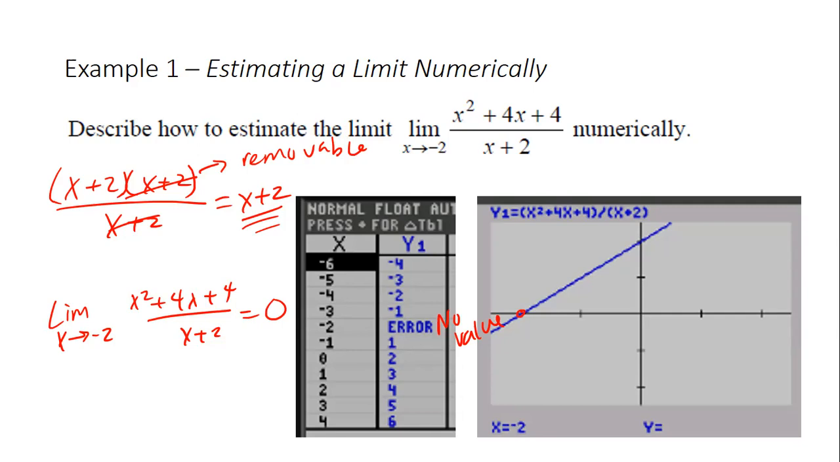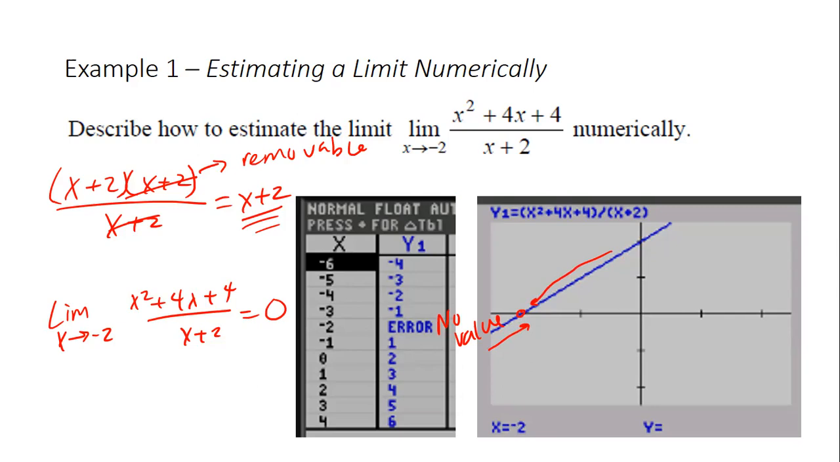Wait, so how is the limit approaching zero? Is the limit always going to be the x? The x-axis? No, you're asking your function, where is it going? So if I'm heading from the left to -2, and I'm heading from the right to -2, where are they both heading towards? 0, right? That's your limit. What are they heading to?